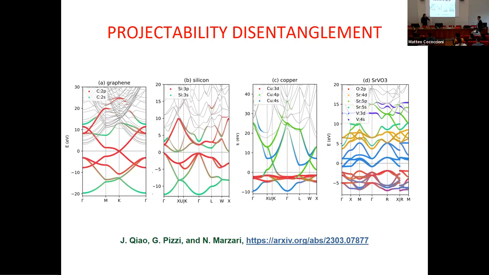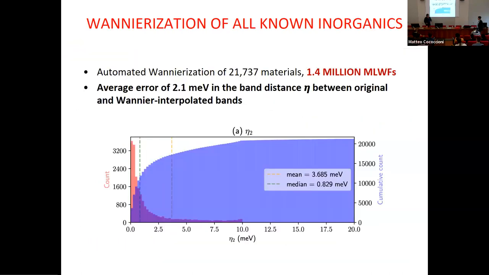Because the higher you go, the more tenuous becomes this relation between the atomic projectors that maybe we force to project and bands that are really free electron bands and so on. But my sense is that this is maybe the important thing to remember. If we take these 22,000 materials, insulators and metals, we get a 2 millielectron volt error in the band distance. We have several measures, looking at the states up to 2 electron volt above the Fermi energy, and up to 10 electron volt. And again, all these interpolations look very, very good.